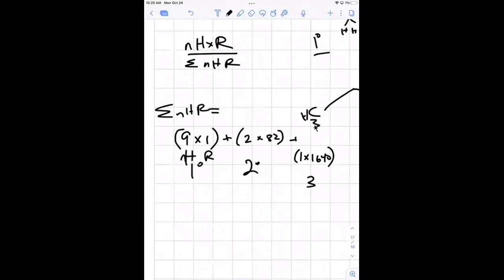Secondary, this is. Are we following? Anybody not following? So 9 primary hydrogens, 2 secondary hydrogens, 1 tertiary hydrogen. And then the R is different for each one. R is 1 for primary, 82 for secondary, and 1640 for tertiary, with no units, because we just calculate percentages.